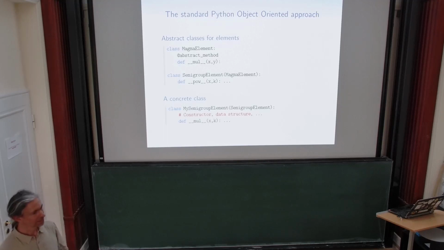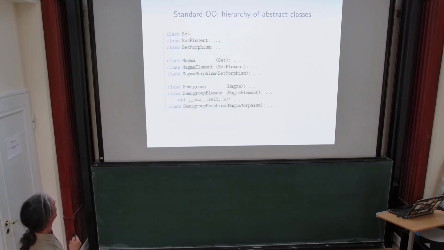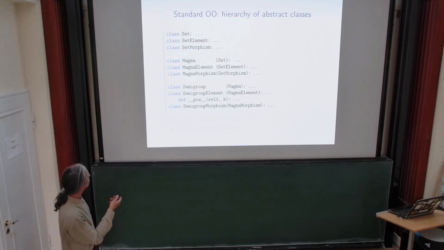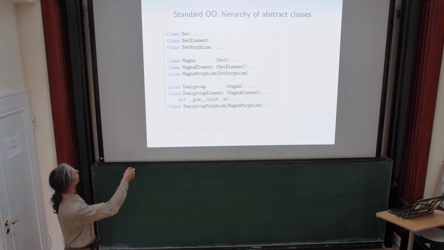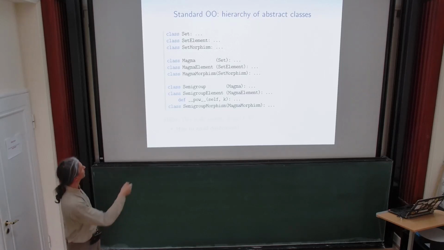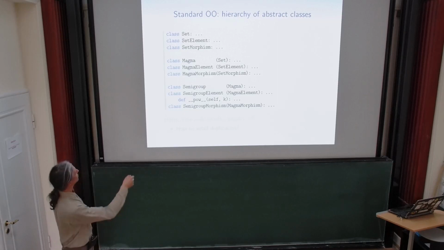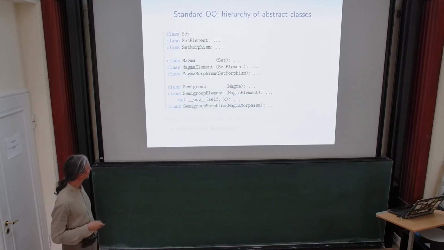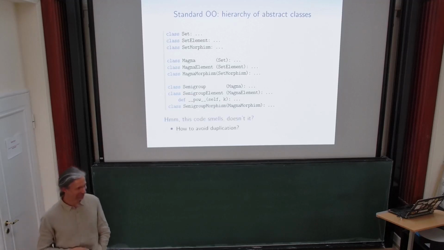And you have to duplicate this element and parent thing, so everything shows up twice. Frustrating, isn't it? Yeah. Good that you're frustrated. So typically, what it would look like is, for sets you have the class set element, but of course you want to compute with morphisms, so you also have set morphism. Then you have magma element, magma morphism, semigroup element, semigroup morphism, and there is some code smell, right?